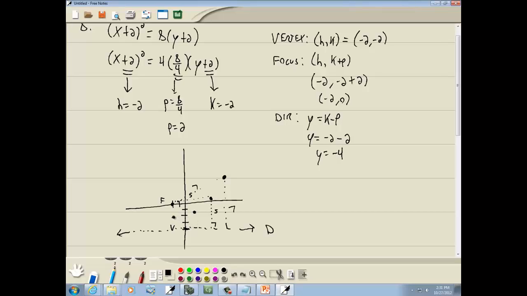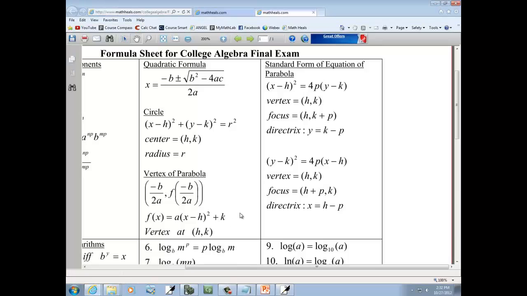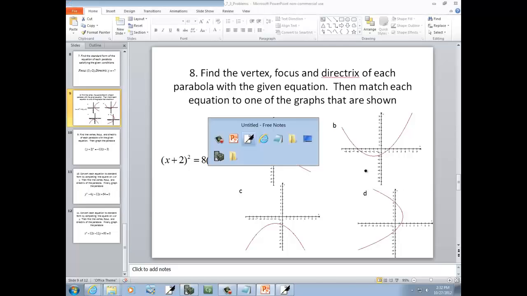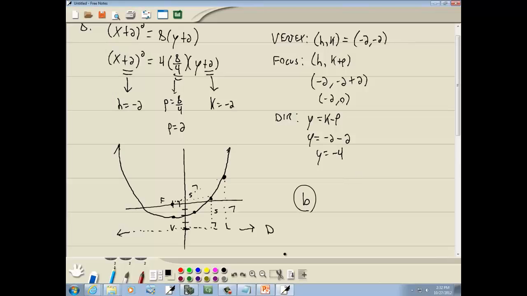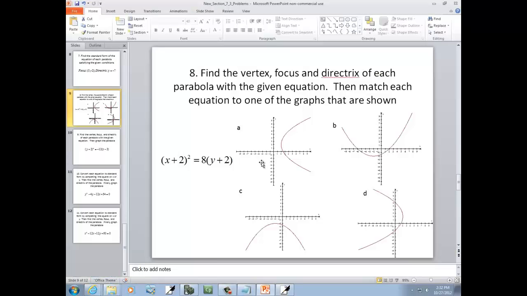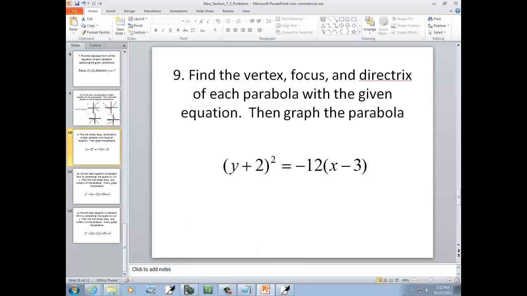Now once you get enough points, whatever that might be, you draw it, and this is symmetric around this line, so we would draw it over on this side like that, which would match B. Let's look at our next problem.